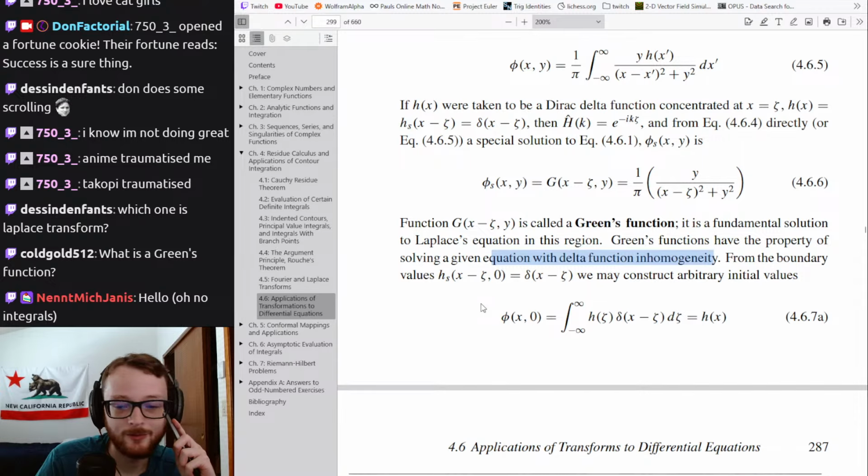Hey, Yanis. Oh no, integrals? Oh, it's even worse. This is PDEs.